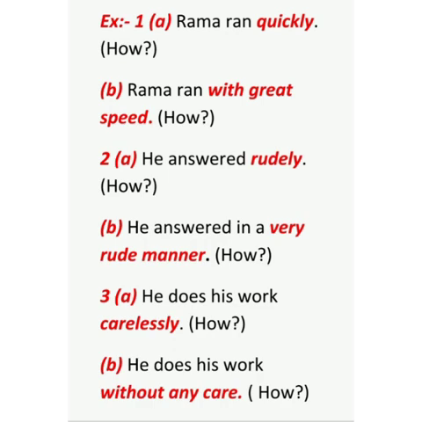One more example we can take, to understand how it is working like an adverb and a group of words like an adverb. He answered rudely. How rudely? An adverb. Another example: He answered in a very rude manner. So a very rude manner is a group of words working like an adverb, so it will be called an adverb phrase.